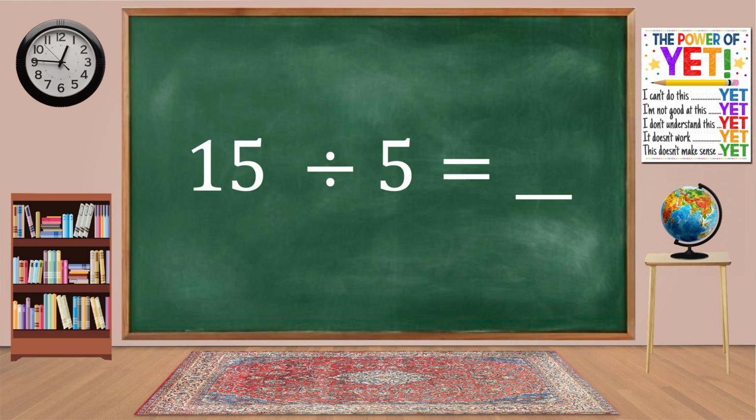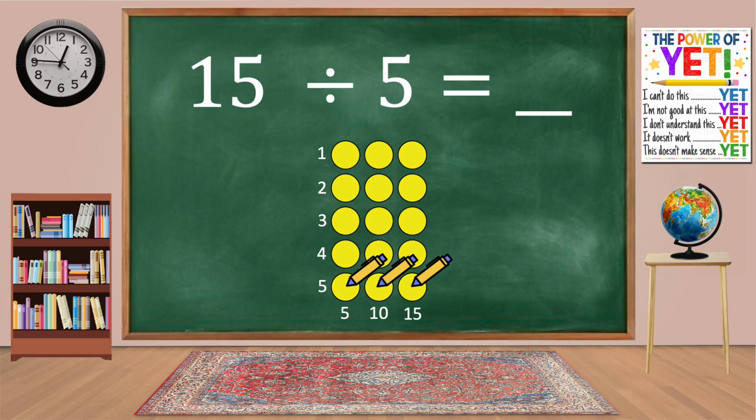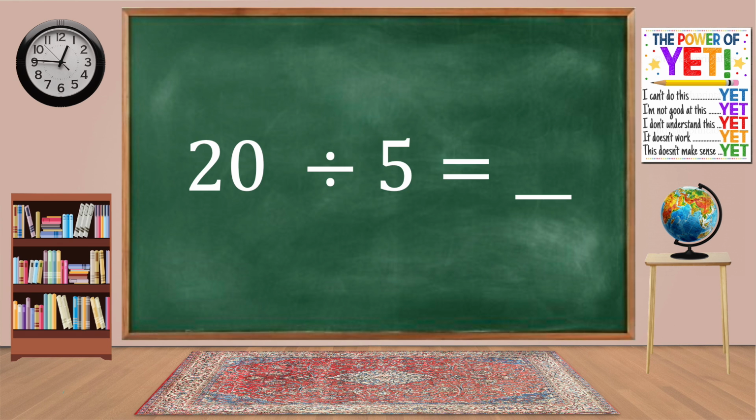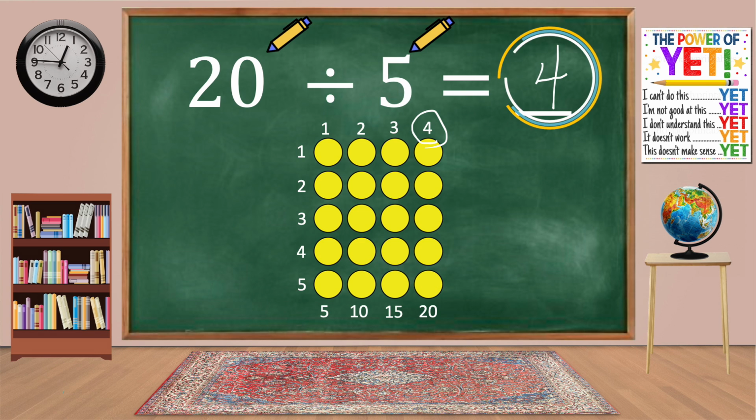15 divided by 5 equals what? 5 rows. We're skip counting up to 15. 5, 10, 15. We have 3 columns. 15 divided by 5 equals 3. 20 divided by 5 equals blank. 5 rows. We're skip counting up to 20. 5, 10, 15, 20. We have 4 columns. 20 divided by 5 equals 4.